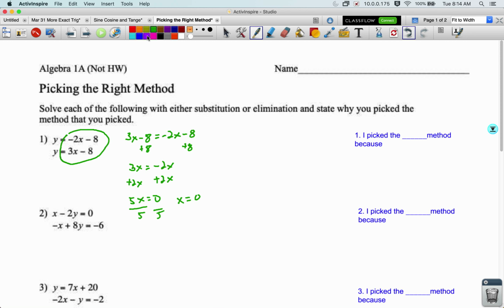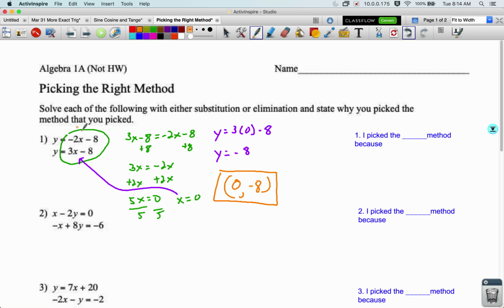And we can plug that back into either of our equations. Plug it in right there, and we get y equals 3 times 0 minus 8. y equals negative 8. And then we can write our answer as an ordered pair: 0 comma negative 8. Double check with the equation that we didn't use, which is the top equation. Negative 2 times 0 is 0, minus 8 is negative 8. Negative 8 equals negative 8. It checks out.